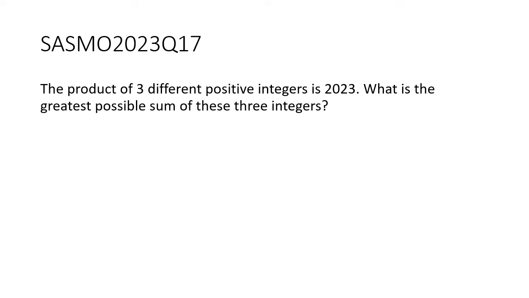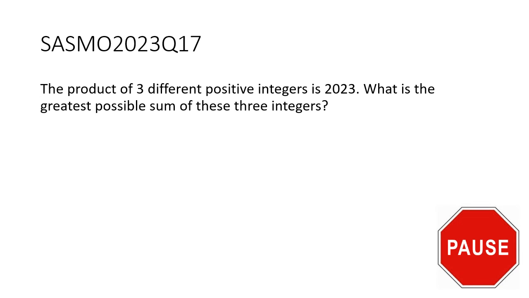Question 17. The product of 3 different positive integers is 2023. What is the greatest possible sum of these 3 integers? Pause the video here and give this question a good try.